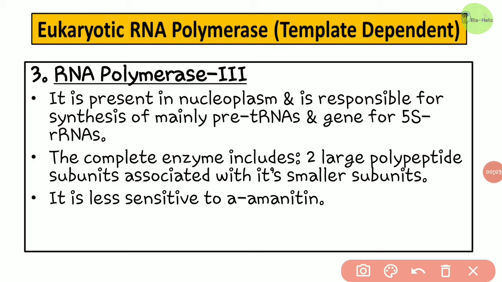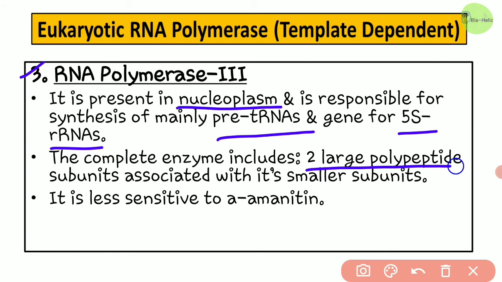The third type of template dependent RNA polymerase is RNA pol 3. It is present in the nucleoplasm and is responsible for the synthesis of many pre-tRNAs and the gene for 5S rRNAs. The complete enzyme includes 2 large polypeptide subunits associated with smaller subunits, and this is less sensitive to alpha amanitin.